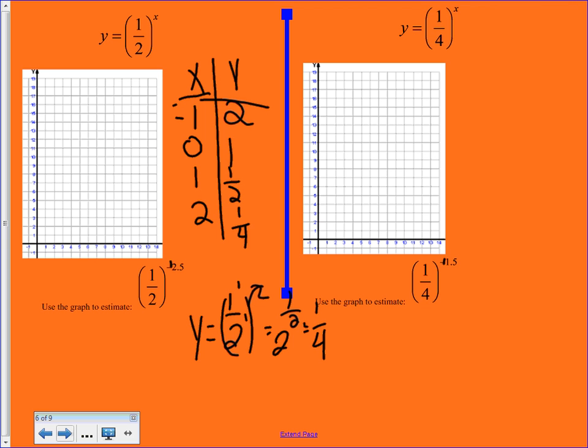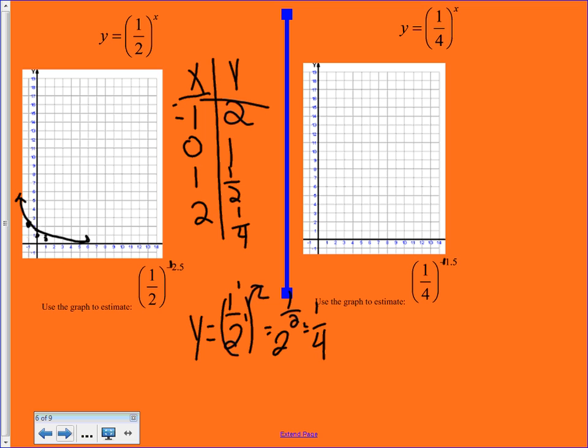So let's go ahead and plot these points. So we're doing -1, and then we're going up 2. Or sorry, at 0 we're at 1, and then at 1 we're at 1/2. And then at 2 we're getting even smaller because we're down to 1/4. So we're really going to touch that x-axis.